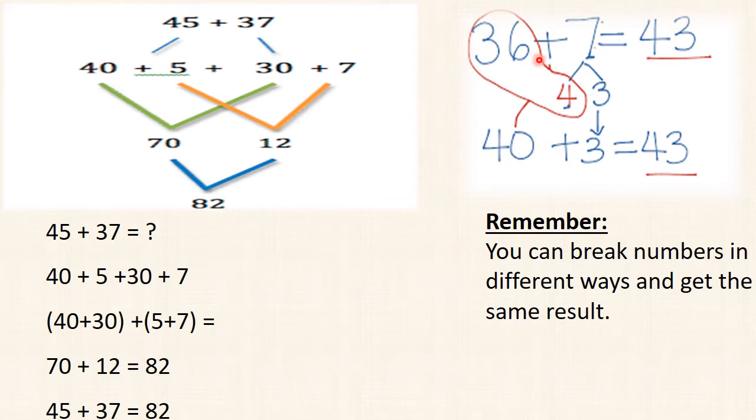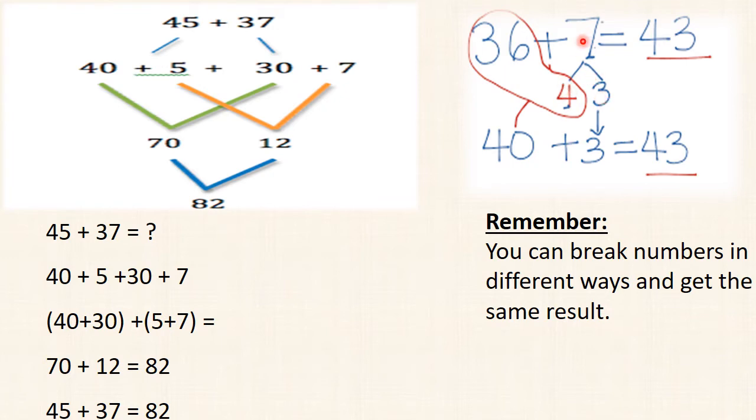But if I don't want to add them directly, what do I do? I break a number. For example, I am breaking 7 into 4 and 3. I know 4 plus 3 is 7. You can take any number. You can take 1 and 6. 1 plus 6 is also 7. 2 plus 5 is also 7. 3 plus 4 is also 7. 4 plus 3 is also 7 as I have written here. And then 5 plus 2 is also 7. So you can take any pair. It's not important that you take only 4 and 3.